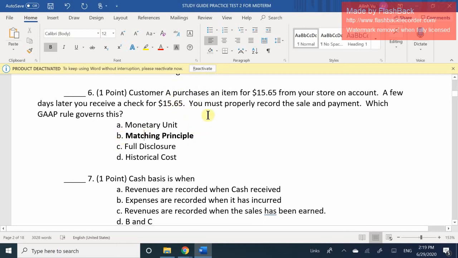Monetary unit, right? It's just saying you need to use some form of currency. In this case, we already know it's US dollars, so that has nothing to do with the $15.65. Full disclosure, no, because you're not disclosing that this person bought a specific item. You don't even know what the item is. So there's no point to disclose any other information about the sale. And then lastly, historical cost. You sold something, so you're not going to record it at historical cost. This is for assets only. We sold an asset, therefore we're creating a revenue. So historical cost has nothing to do with it.